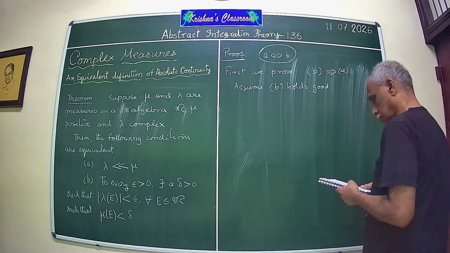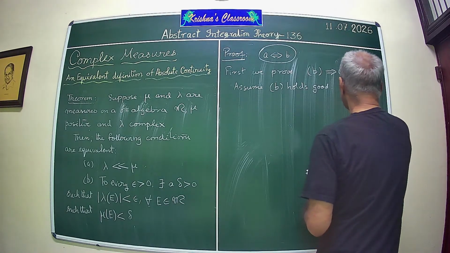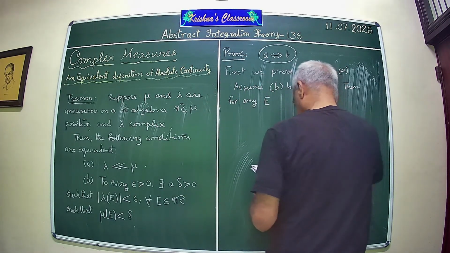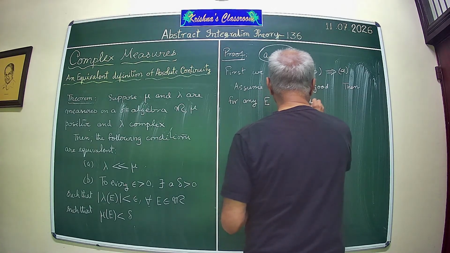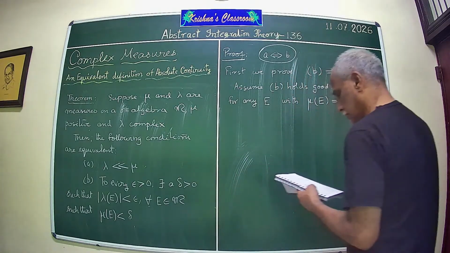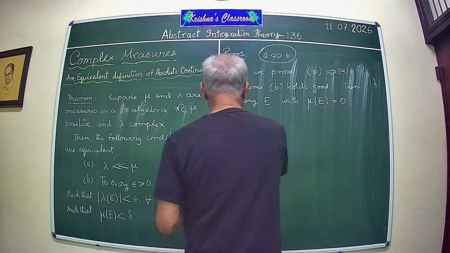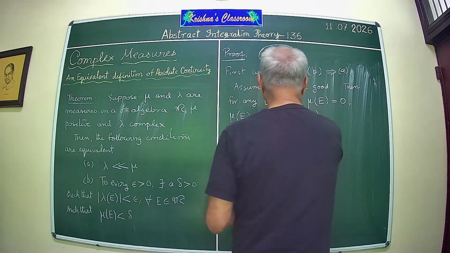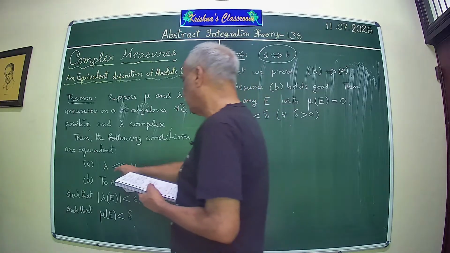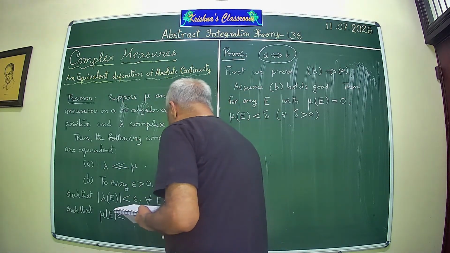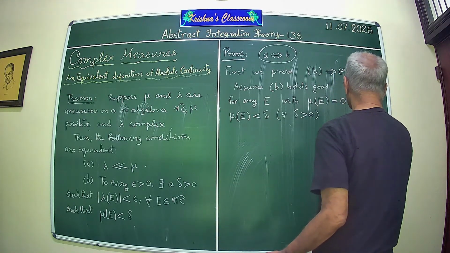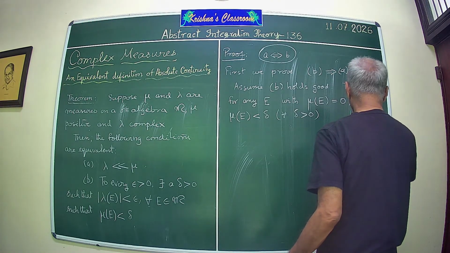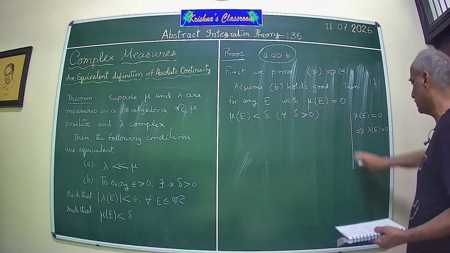B is good. Then for any E with mu E equal to 0, mu E is less than delta. Okay, how do we prove this? So what do we want to prove? We want to prove that mu E, we want to prove that mu E equal to 0. So that's what we want to prove.